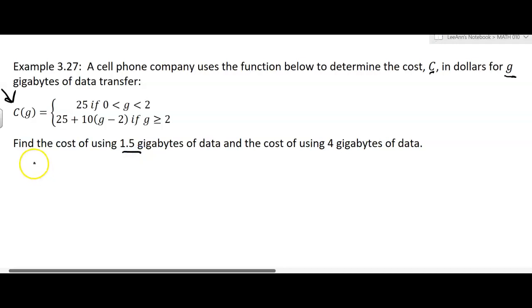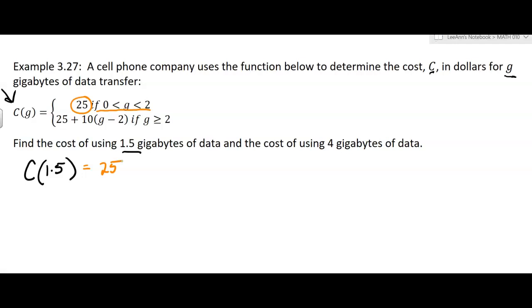So I want to find C of 1.5. That's what G is. That's the input. How do I do that? Well, it says over here in the if part, if G is between 0 and 2. Okay, so I want the top piece. So it's just a straight $25. I'm assuming, yeah, it's in dollars. $25. Because it's between 0 and 2 gigabytes, so that's all I have to do.